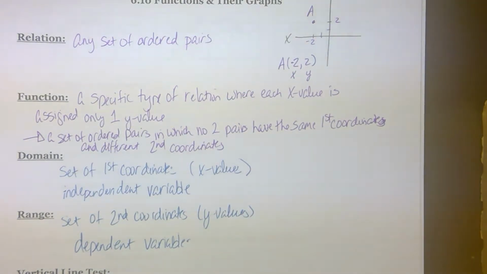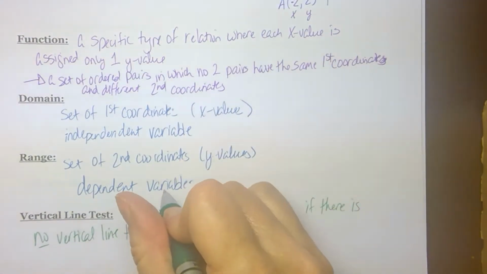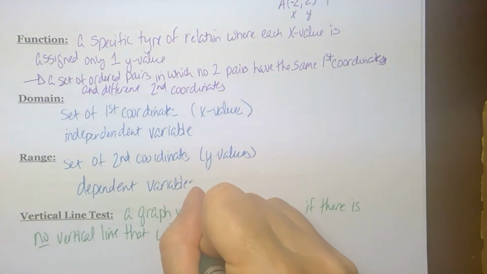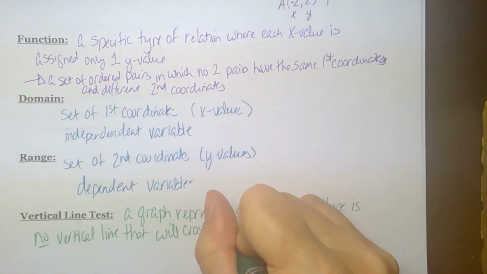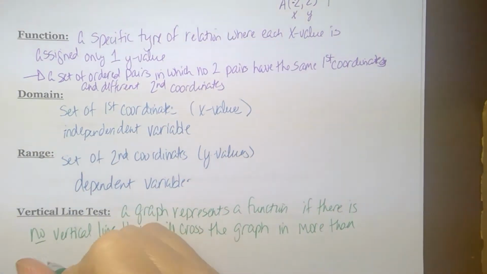If a relation is a function, it is going to pass the vertical line test. A graph represents a function if there is no vertical line that will intersect or cross the graph in more than one place. This is my vertical line test to see whether or not my relation is a function.